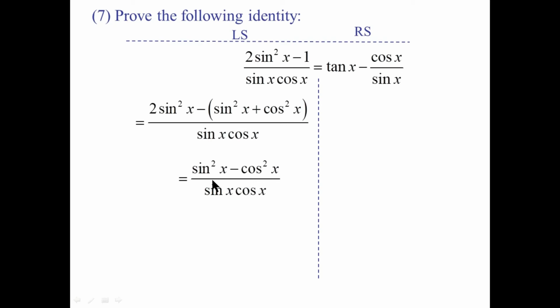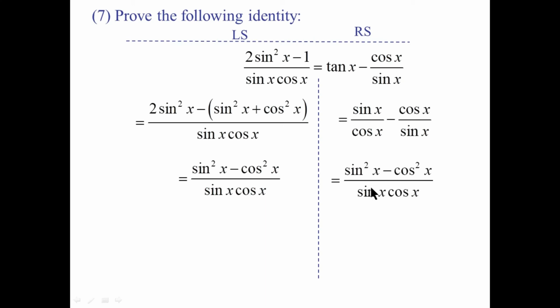And now, since there's really nothing more we can do to this, we can transfer to the right side and work on it. Tangent is sine over cos. Perform subtraction of fractions with a common denominator, and voila, left side equals right side. And the identity proves itself.